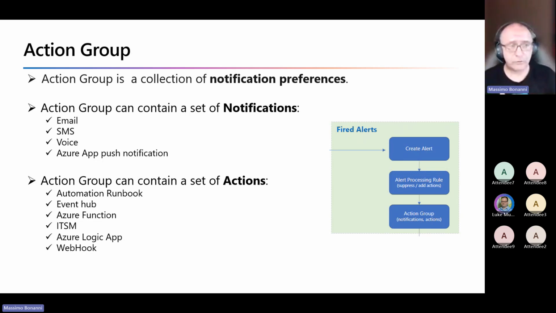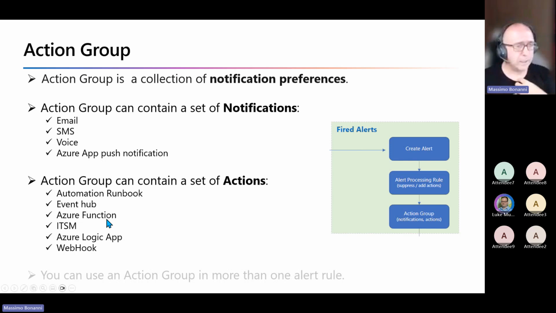You can call an Azure function, a logic app, or a webhook, so you can expose a webhook from your on-prem data center, and the alert will call you directly. ETSM is a ServiceNow on-prem, so you can reach a ServiceNow on-prem. There is a connector. You need to install a connector, but you have a wizard in the portal. I will show you in a while.